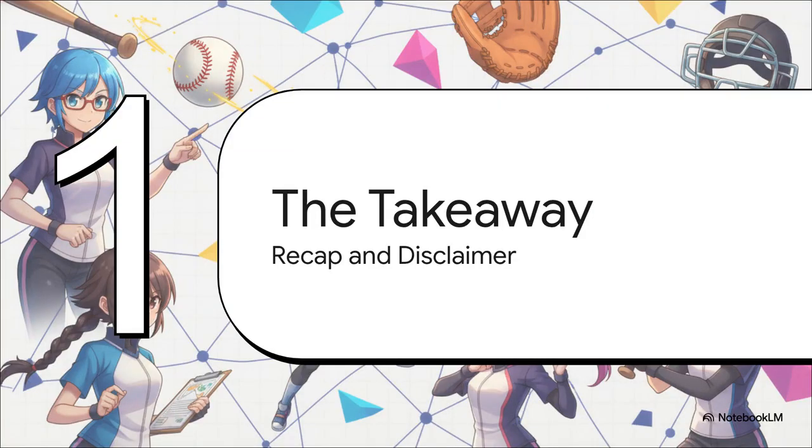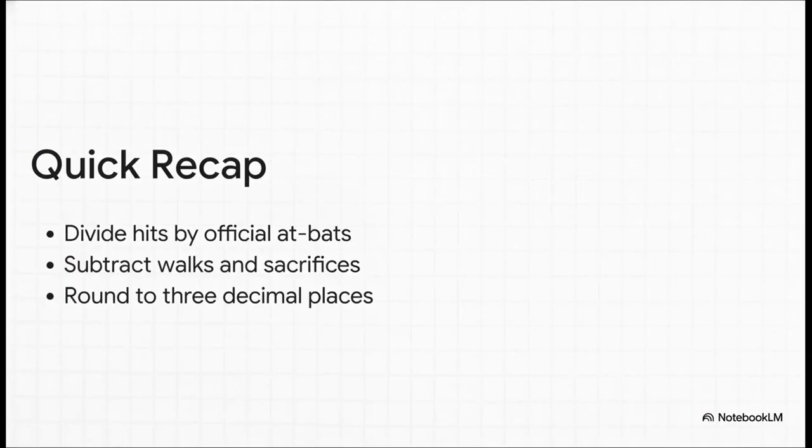Section 5. The takeaway. Let's do a quick recap and cover an important data disclaimer. So, to quickly recap the whole mathematical process, you divide your hits by your official at-bats, ensuring you subtract exclusions like walks and sacrifices from the total plate appearances. Then, simply round your final number to 3 decimal places. Now that you're armed with the formula, I highly encourage you to head over to a site like Baseball Reference, pull up your absolute favorite team's stats, and practice crunching the numbers yourself.